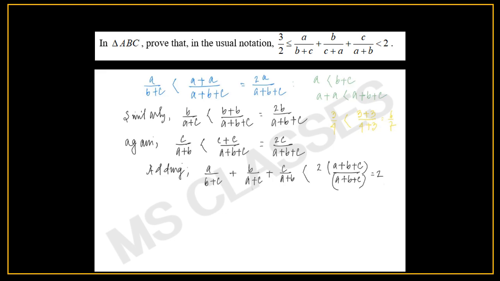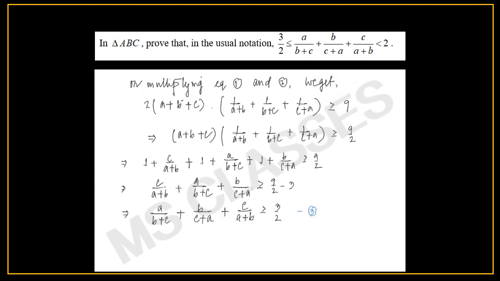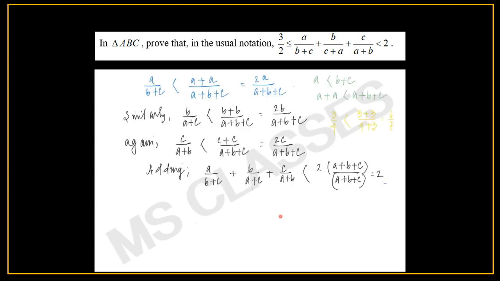So we have taken the first part, which was this one, which I proved as equation 3. Now this we take as equation 4, and from 3 and 4 we conclude that A by B plus C plus B by A plus C plus C by A plus B is less than 2 and greater than or equal to 3.